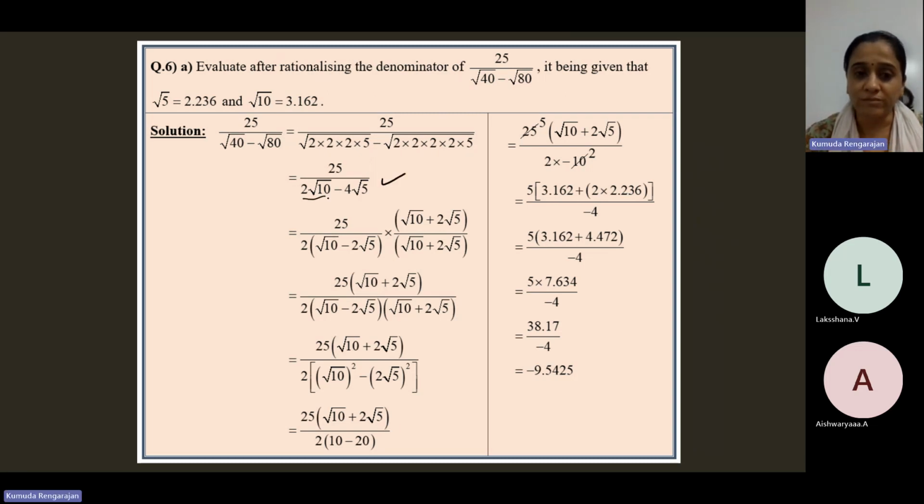Now, whenever there is something common, take out the common factor. In the denominator, we have 2 common, right? So take out 2 common. Write the numerator as it is. And in the denominator, we have 2 common. So in the bracket we have 2 root 10 minus 2 into 2, which is 4 root 5.